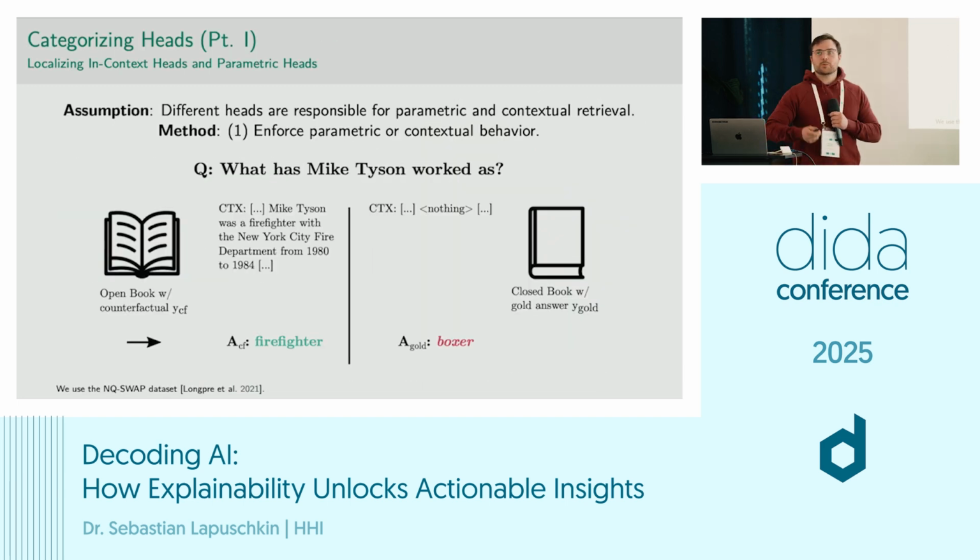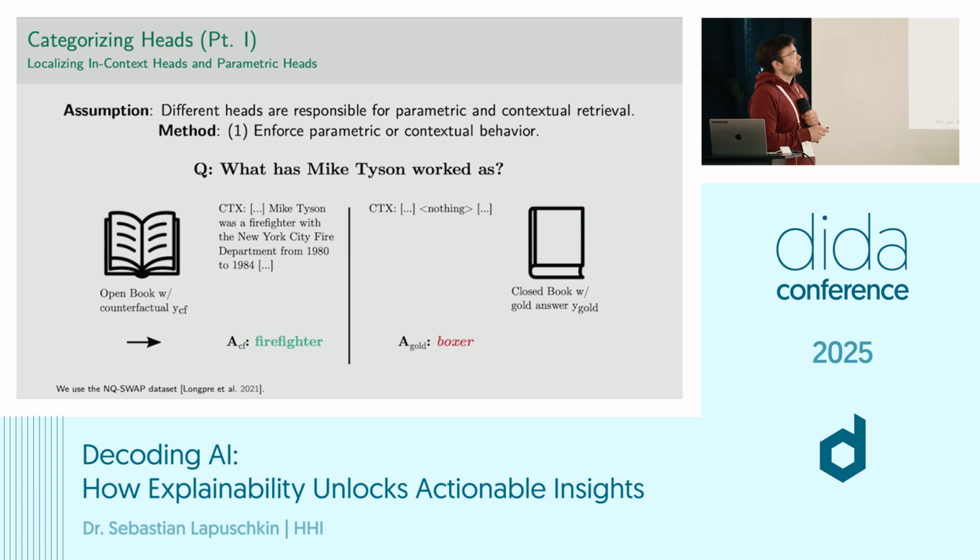So in the first experiment, we want to find out which attention heads are used by the model to retrieve information from the context or from the parameter space. And for this, we used a dataset called NQ-SWAP, which is derived from a dataset called NQ. The swap part is that from the factually true information in this dataset, they have created alternative versions where they replaced certain information and then given an alternative answer, right?